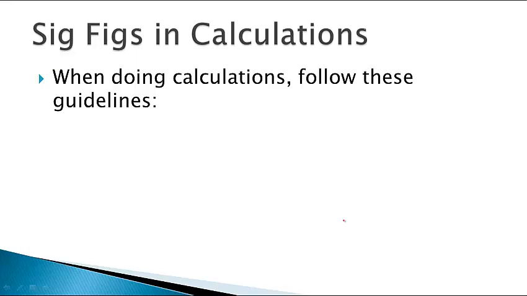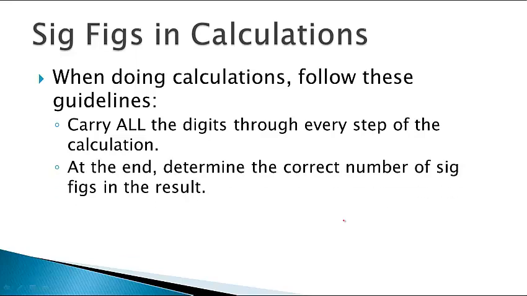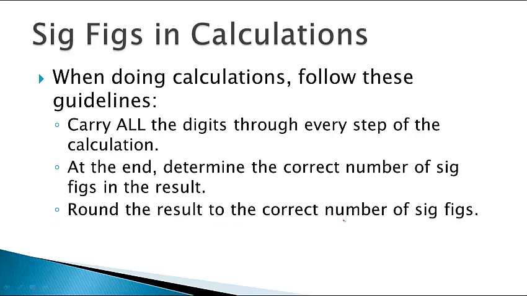All right, so here's what I'd like you to do. When you do your calculations for problem sets, whatever throughout the year, carry the digits through every step. Don't round after every step of your calculation, because a lot of times, rounding every single step can end up having a big influence on your final answer. At the end, determine, okay, what is the correct number of sig figs? How many sig figs should I do? And then round the result to the correct number of sig figs.